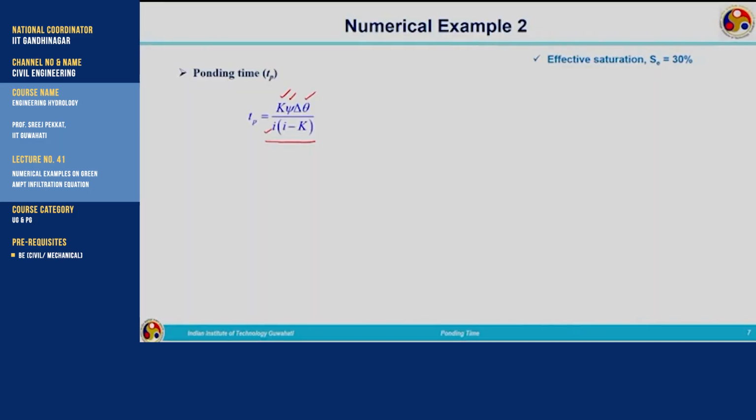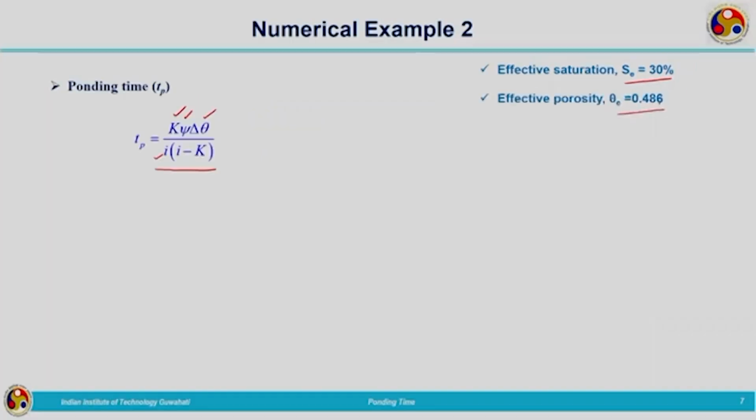So, we need to calculate delta theta as we have done in the previous example. We will be calculating delta theta by making use of effective saturation given, that is SE is equal to 30% and effective porosity theta E is equal to 0.486. What is the expression for delta theta? Delta theta is given by (1 minus SE) multiplied by theta E. Just substitution. It can be calculated as 0.34. Delta theta is calculated as 0.34.